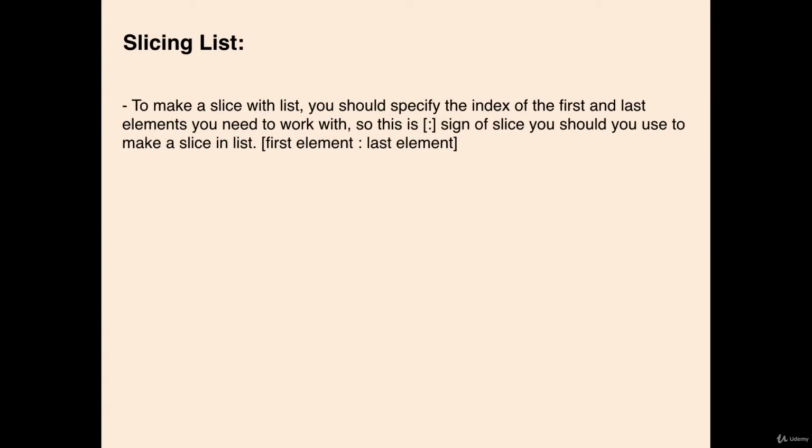To make a slice with a list, you should specify the index of the first and last elements you need to work with. So this is the sign of a slice. You should use it to make a slice in a list: square brackets, first element, colon, last element.